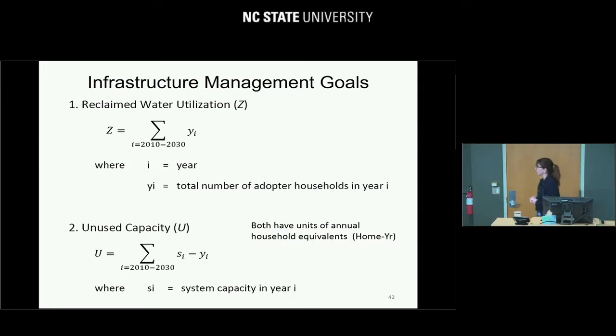We represented this pretty simply. The reclaimed water utilization is just the sum over all the years of the total number of adopter households, so the sooner you have more households adopting, the higher your metric would be. For unused capacity, this is just the amount of capacity that's available, the number of households that could be served, minus the number of households that are served at each year. A greater deficit summed over each year would be worse performance.